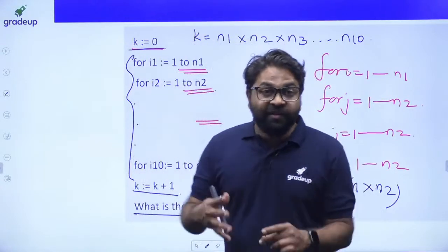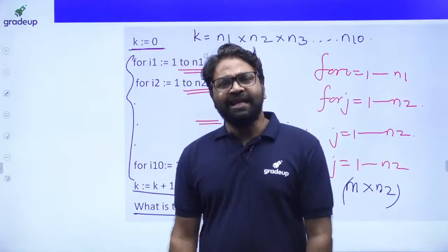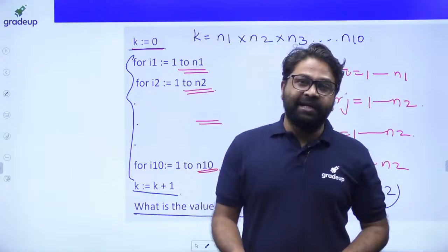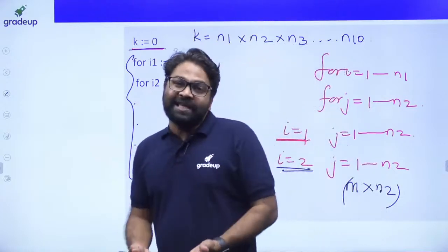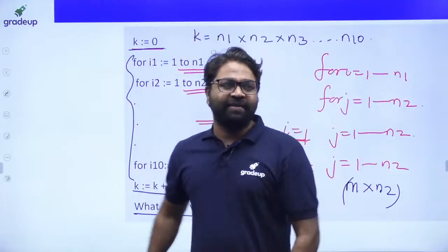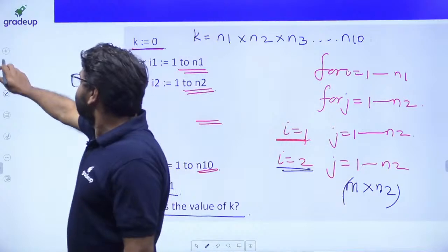Okay, so this is the product rule. कुछ नहीं है product rule. Product rule is nothing. If something is happening simultaneously, and for each of n1, n2 is there, then we have to use what? We have to use a product rule.